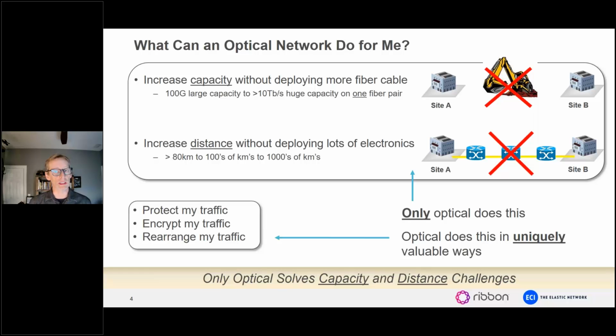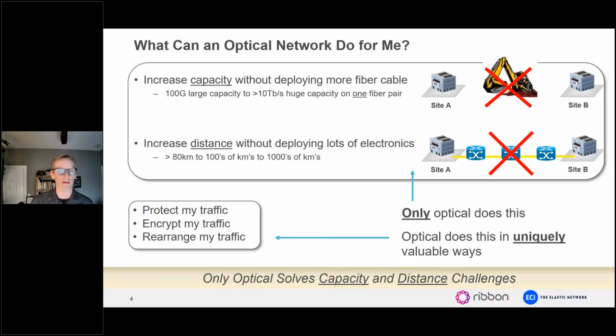Optical networking is uniquely cost-effective in allowing you to transport over distance without deploying lots of electronics. So only optical does those two things, and that's what's driving people who have never bought optical before to do it now. Optical does a few other things in uniquely valuable ways. It can protect the traffic in uniquely valuable ways.